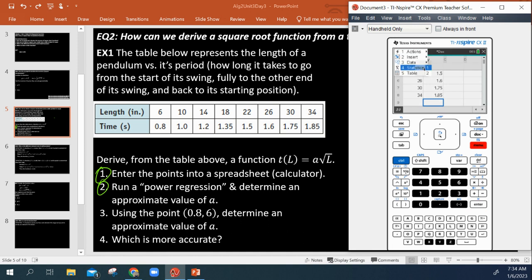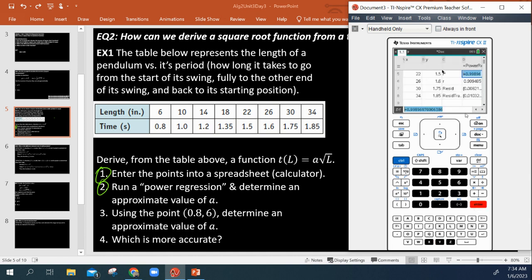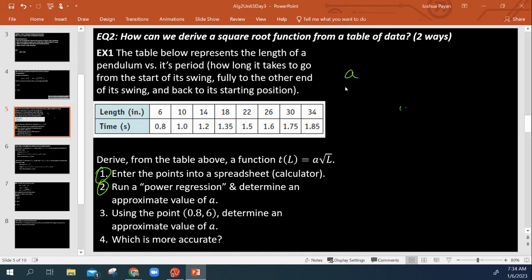Now this part should look familiar. We're going to go to statistics, then stat calculations again, and hit power regression this time, just like it prompts us to do on number two. Nothing really changes from here. X list is x, Y list is y. Just hit enter a few times, and the calculator gives us a whole bunch of output. Let's look at what we've got. It gave us a function in the form a times x to the b power.